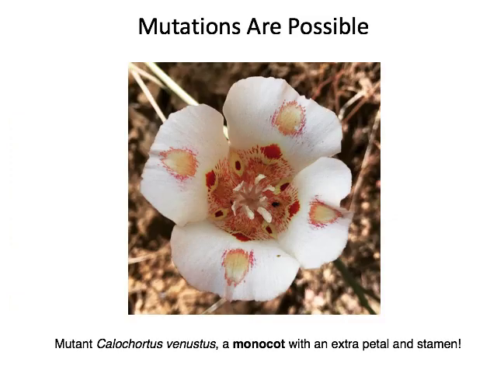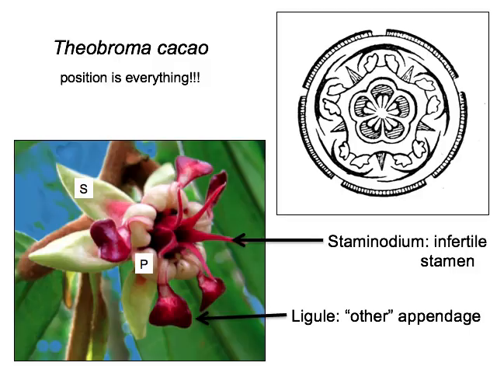Now, while we learn parts of flowers, there are often mutations. So, for example, we know that monocots always are in parts of 3s, and yet here is a mutant monocot. It's actually a native lily from California that grows around the CSM campus, and in this case, you can look, there's an extra petal and an extra stamen.